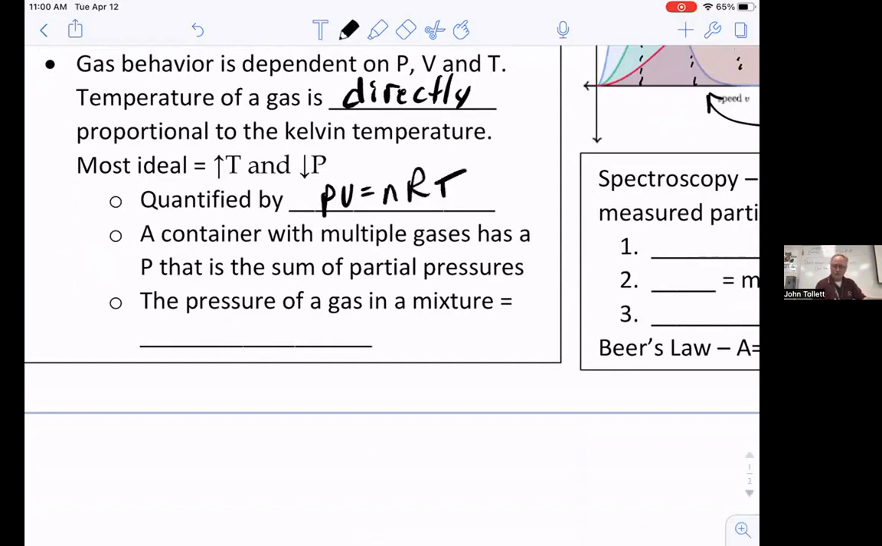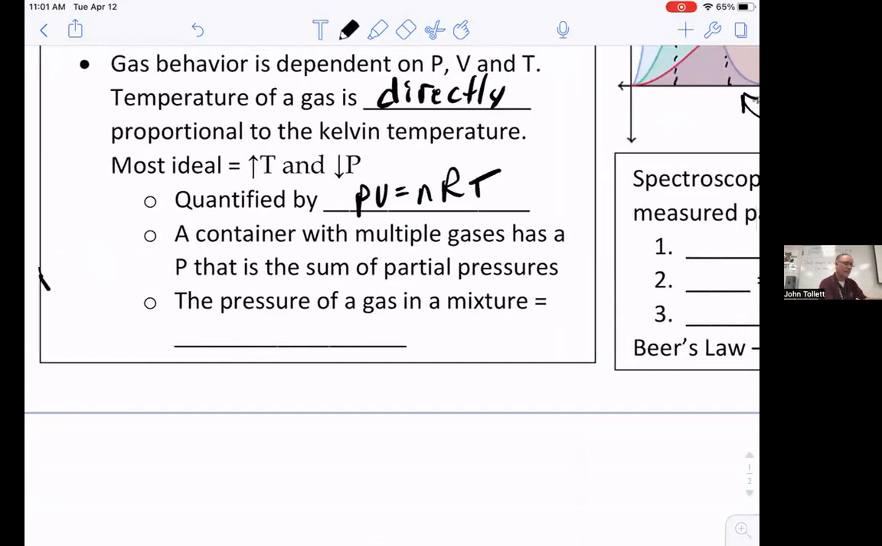For a container with multiple gases, Dalton's law of partial pressures dictates that the total pressure is the sum of each of the partial pressures of those gases. That formula can be used to solve for a gas that's missing, or perhaps the water vapor pressure that's missing, or if they give you the water vapor pressure, you make sure that you add it in there. So remember that the sum of the gases gives you your total pressure.